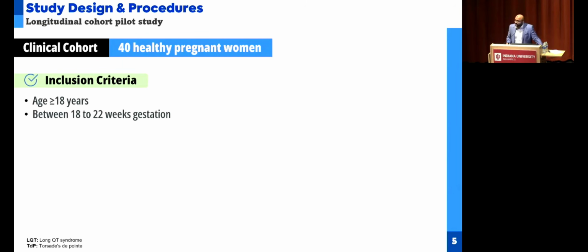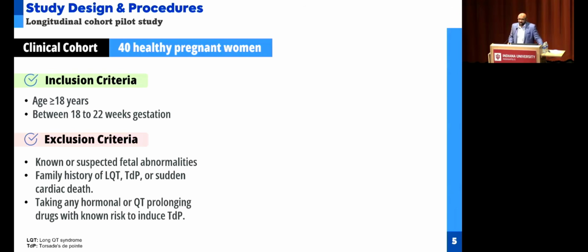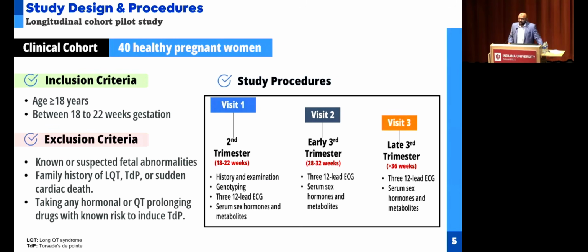We recruited 40 healthy pregnant women, aged more than 18 years old, in the second trimester between 18 and 22 weeks gestation. You can see here some of the exclusion criteria we applied. In this study, each woman underwent 3 visits throughout the pregnancy. The first visit was between 18 and 22 weeks, the second visit was in early third trimester, and the third visit was after 36 weeks, late third trimester. At each visit, we did 3 12-lead EKGs, and we also measured sex hormones and metabolites, and did genotyping, but I'm not presenting that today.